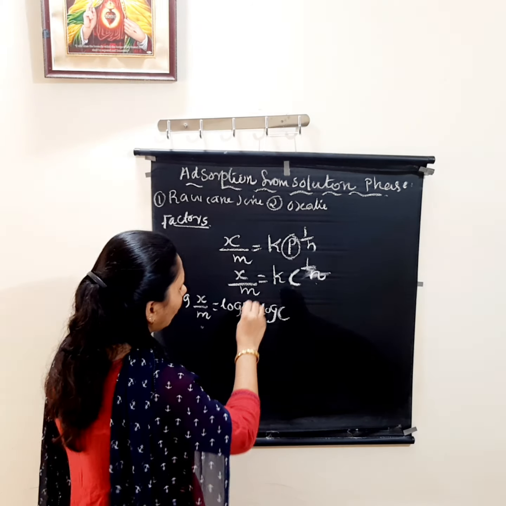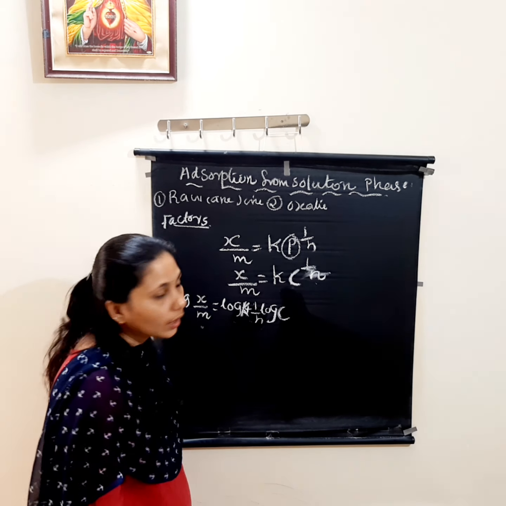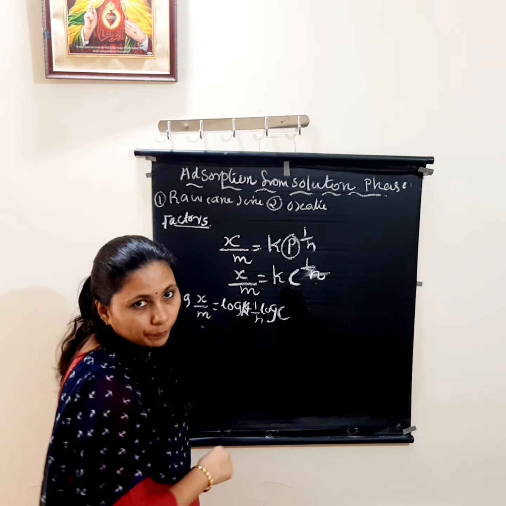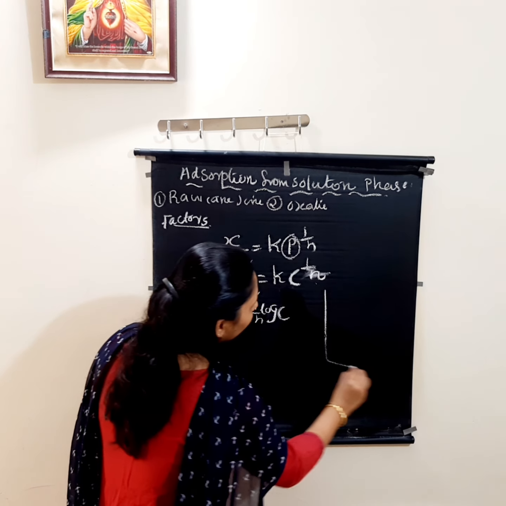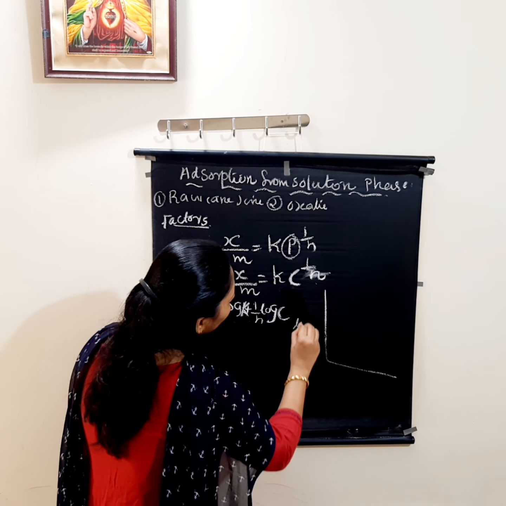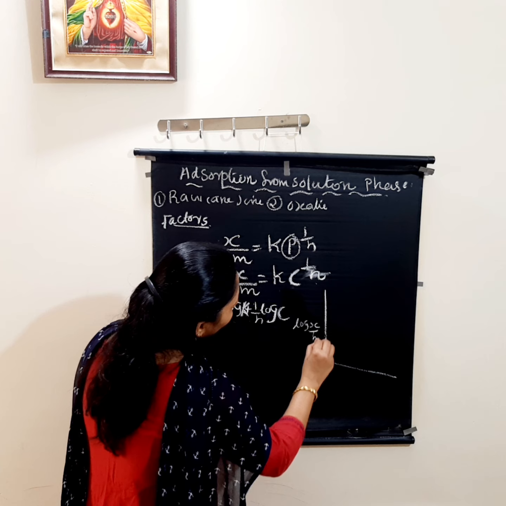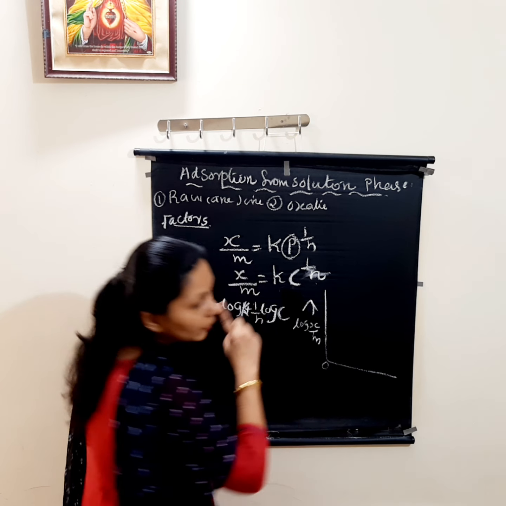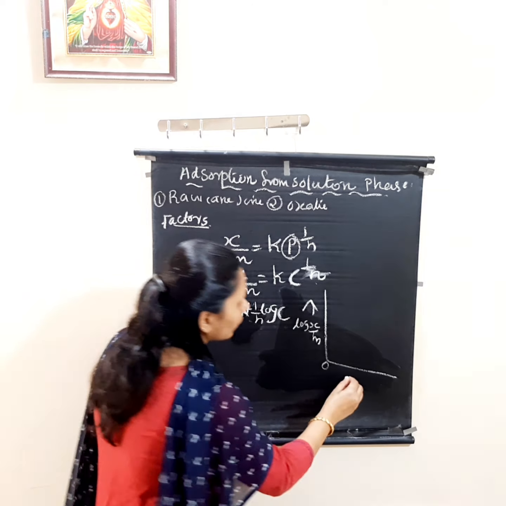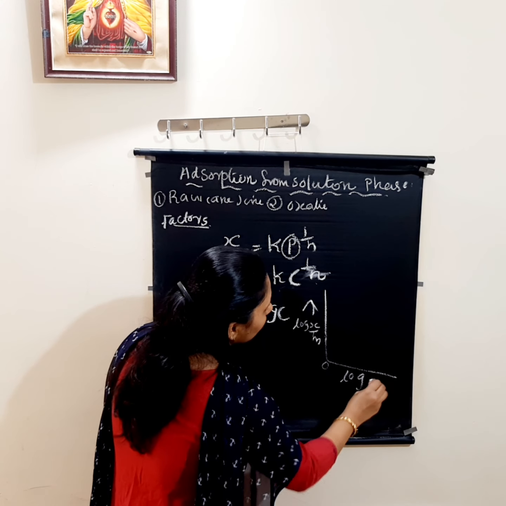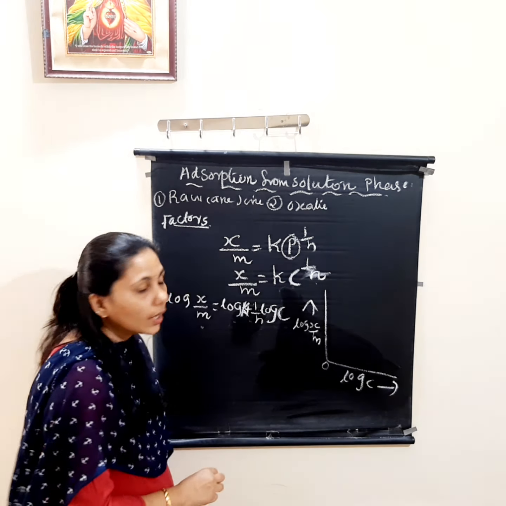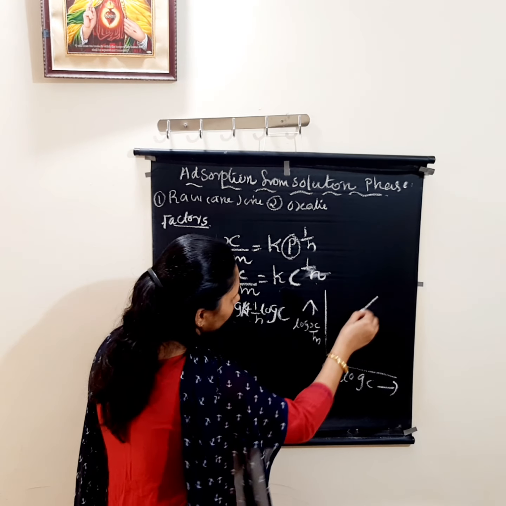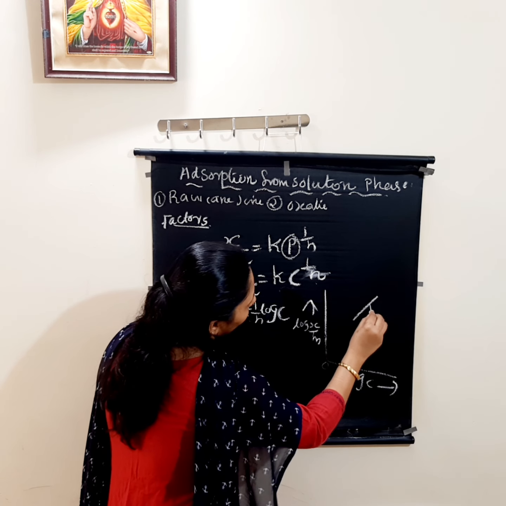Log k is common in both cases. Then we plot a graph of log x/m on the y-axis against which one here? In the previous case it was pressure. Here we are using log c. Okay, so we will get the same thing, a straight line, and the slope will give which value?